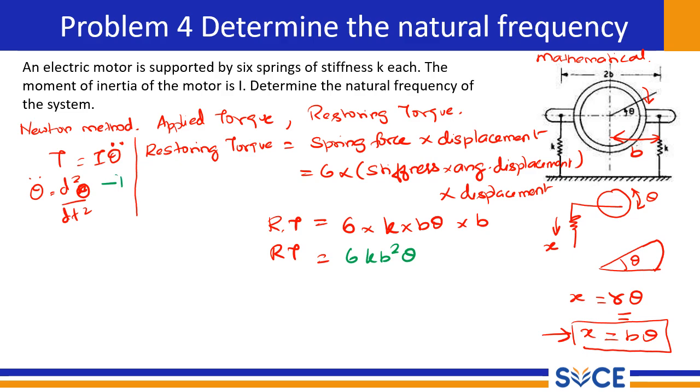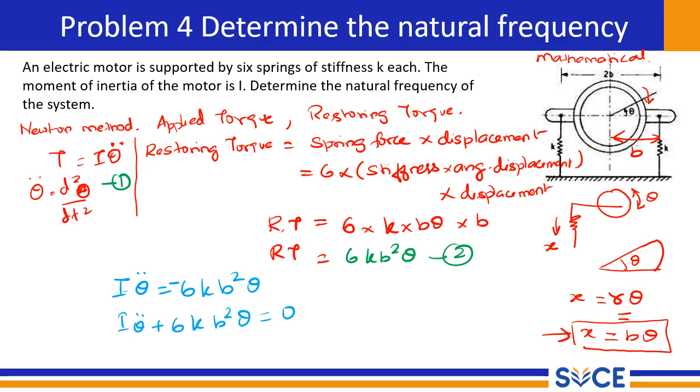Now we have to apply Newton's principle. This is the applied torque, that is the restoring torque. So I theta double dot equals 6K b square theta. Since they are equivalent but opposite, we have to put a minus as per Newton's law. Bringing it to one side, I theta double dot plus 6K b square theta equals 0. We can rewrite it as theta double dot plus 6K b square over I times theta equals 0.